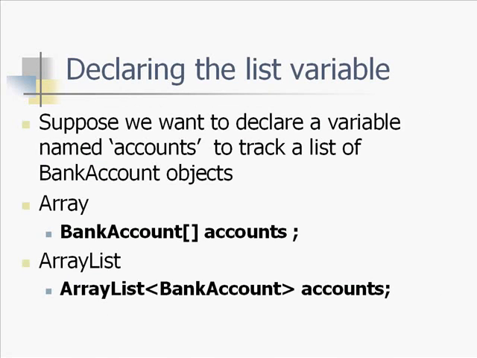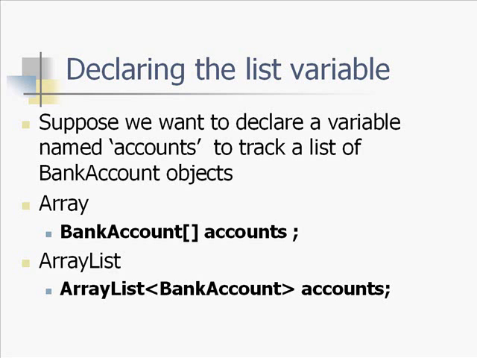First, let's just go through some basic things we're going to do with arrays and array lists. First, how do we declare the list variable itself? Here we're going to show two different ways, the array way and the array list way. We're going to declare an array of bank accounts with the first notation. Note the square brackets. Also note that there's no size specified when we create the accounts variable. Accounts can point to any array of bank accounts.